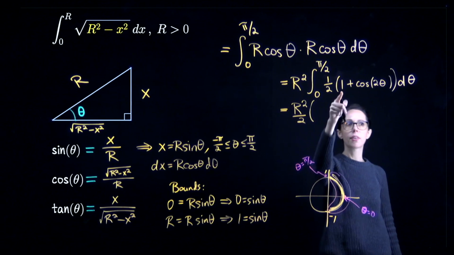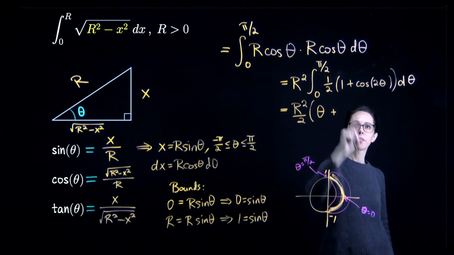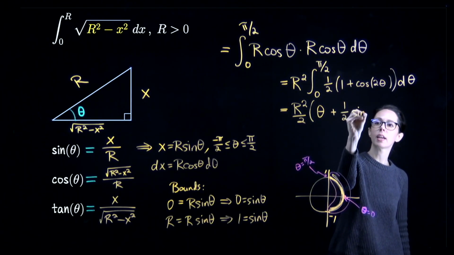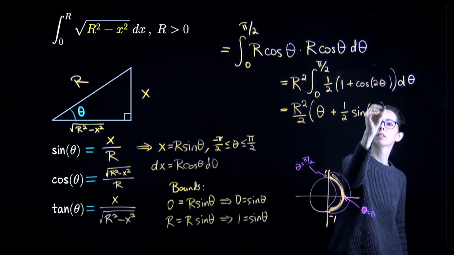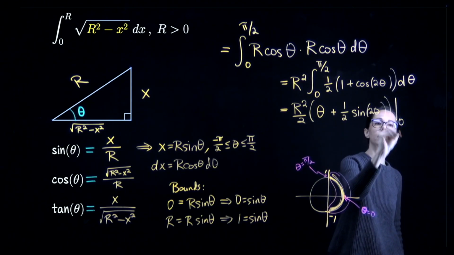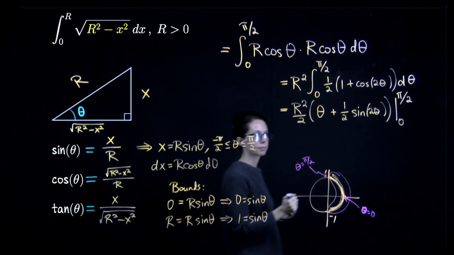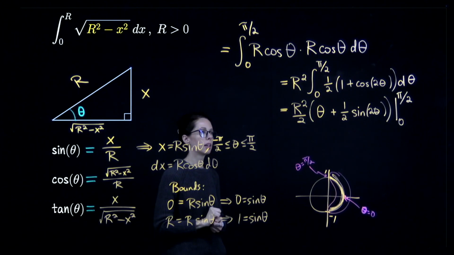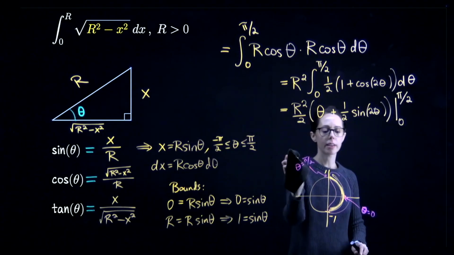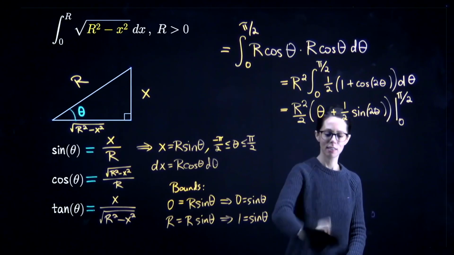The antiderivative of 1 with respect to theta is theta. And then the antiderivative of cosine 2 theta with respect to theta is 1/2 sine of 2 theta. And then this is a definite integral with lower and upper bounds that look like 0 and pi over 2. Let's plug them in now, and I think I will go ahead and erase this picture I drew here so that we can finish this.